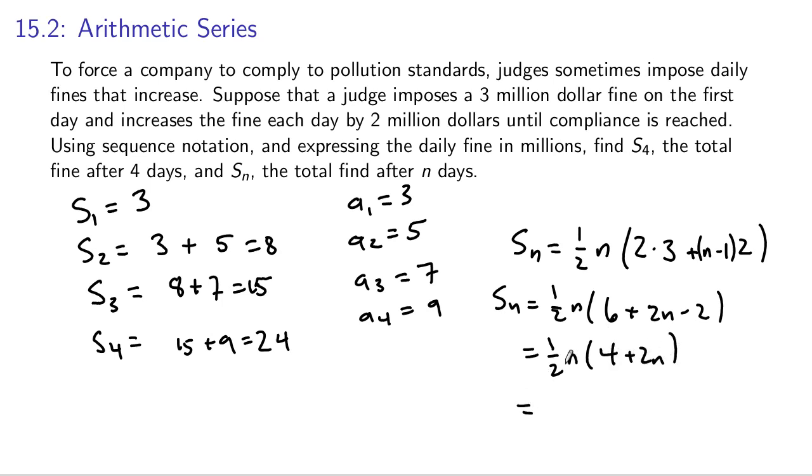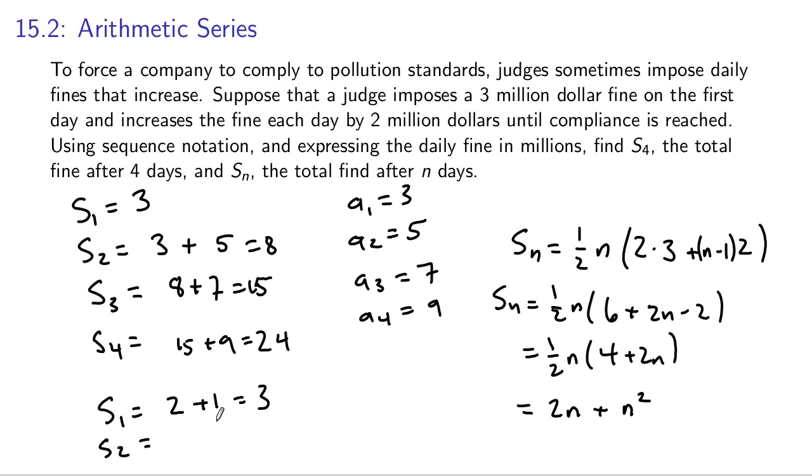And we can go ahead and multiply the 1/2 n out, and we would get 4 over 2 is 2, 2n, plus 1/2 n times 2n would be n squared. Assuming we did all of our arithmetic correctly, we should be able to test this. Let's just try it. So if we put in 1, S sub 1, into our formula, we would get 2 times 1 plus 1 is 3.